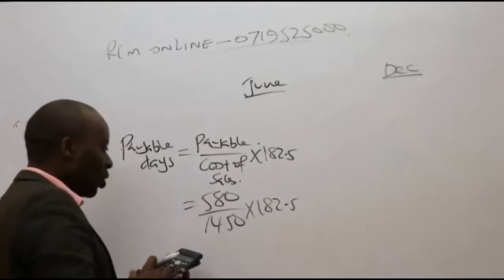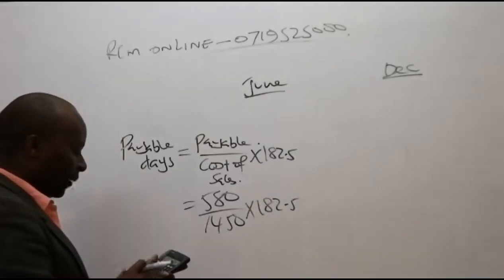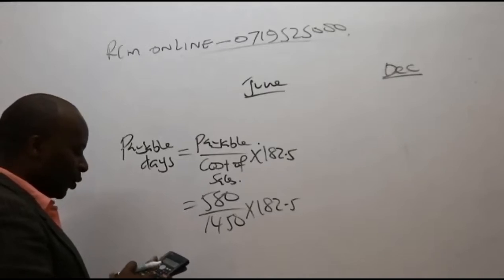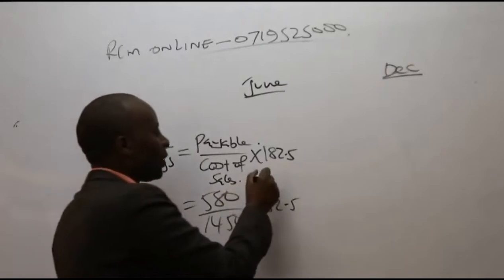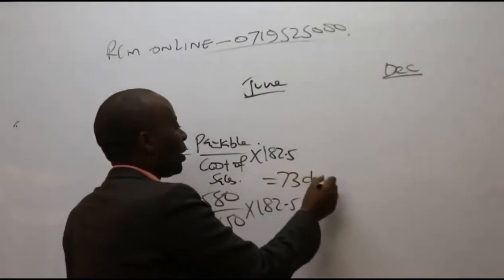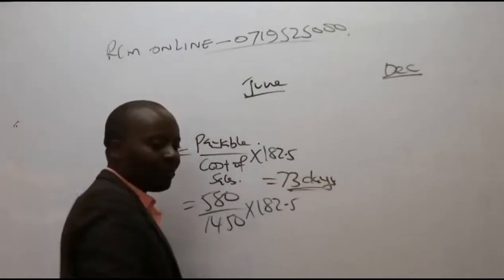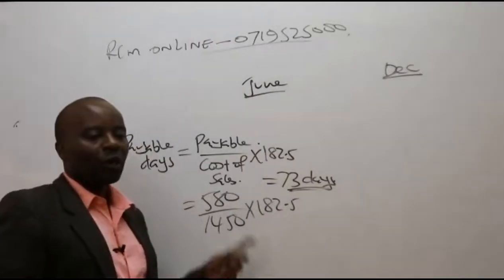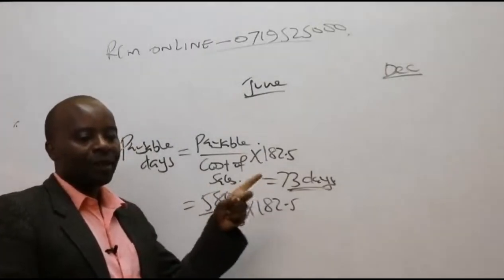So in this case, what do we have? We have 580 divided by 1450 times 182.5, which at the end of the day gives me 73 days. So I should be able to use the same method to calculate the payable days for December.